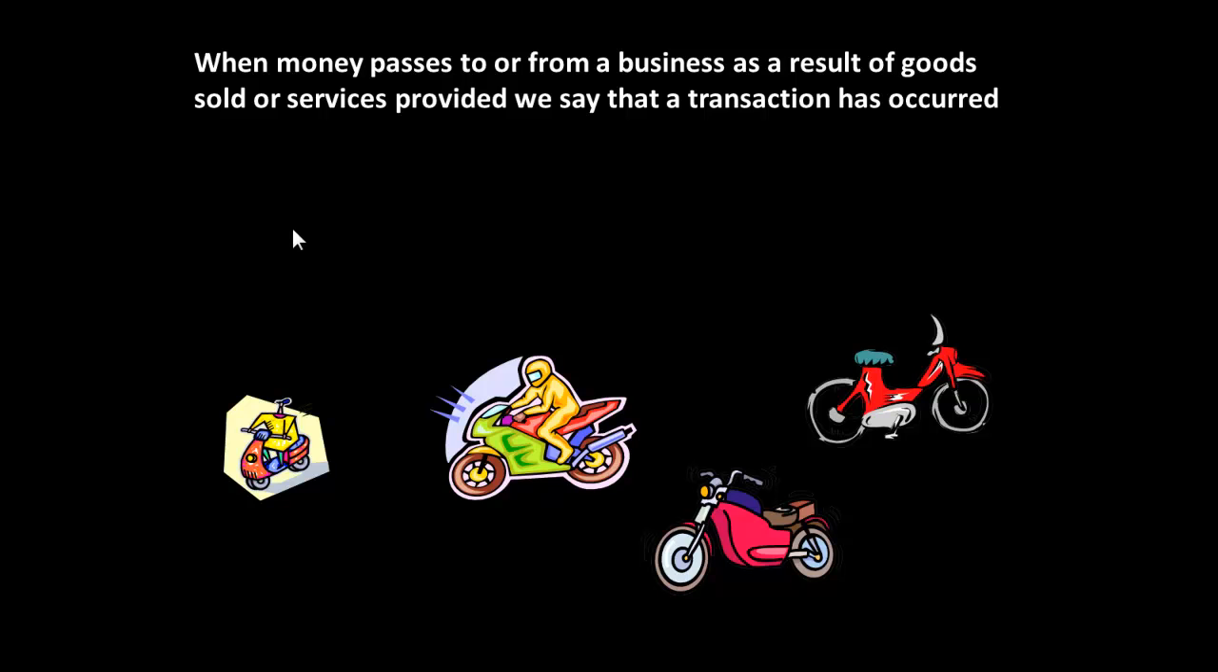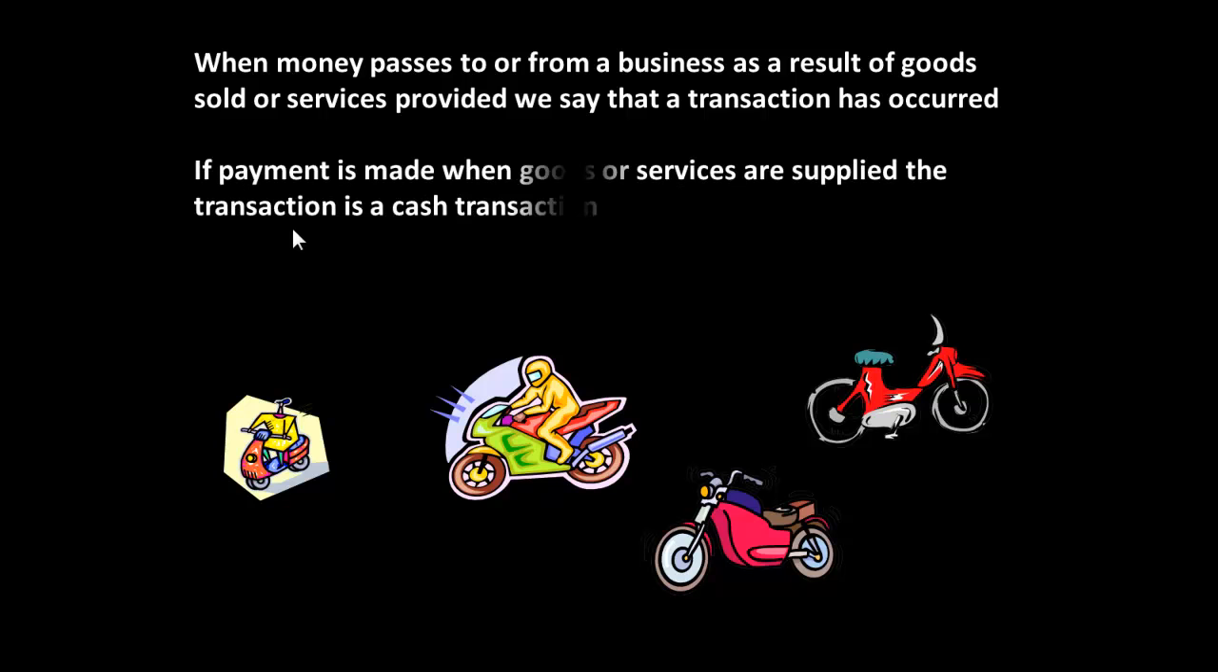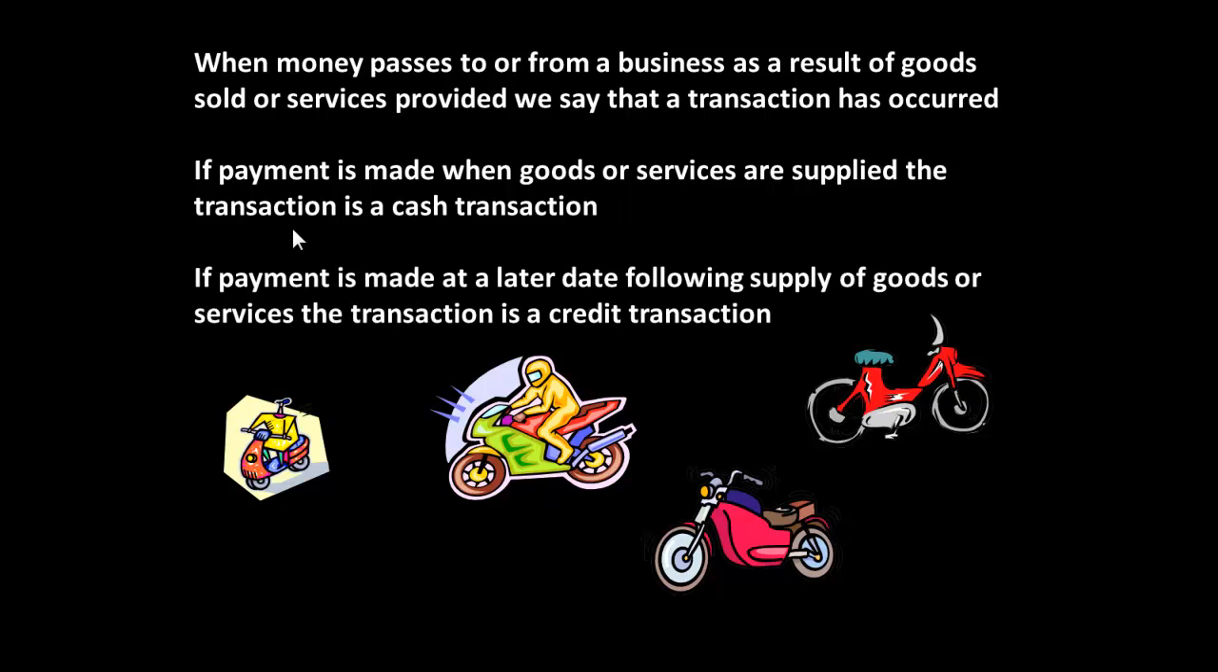When money passes to or from a business as a result of goods sold or services provided, we say that a transaction has occurred. So we have cash transactions, payment made straight away, and credit transactions, payment made at a later date. What have we learned then?